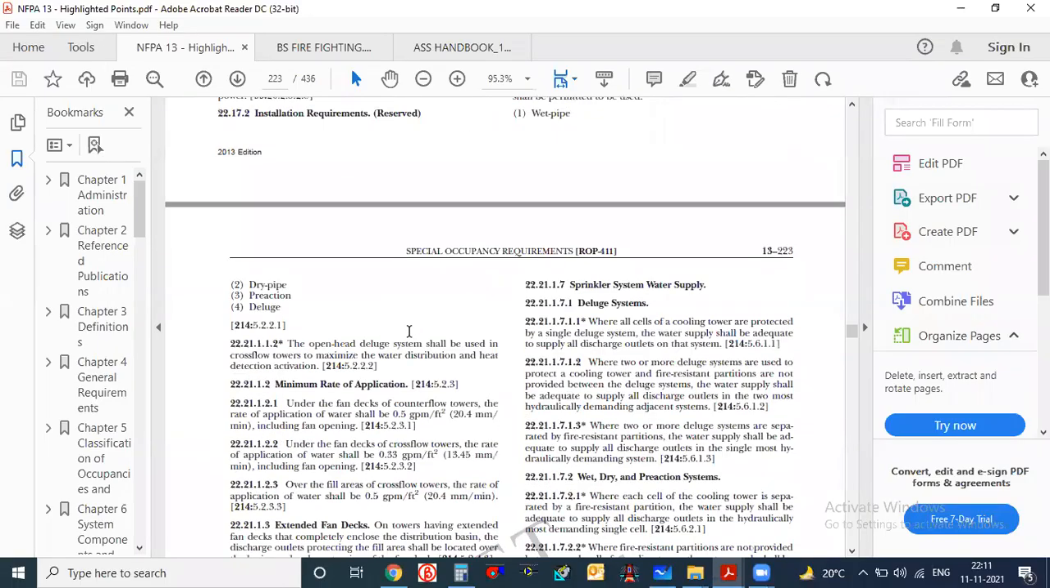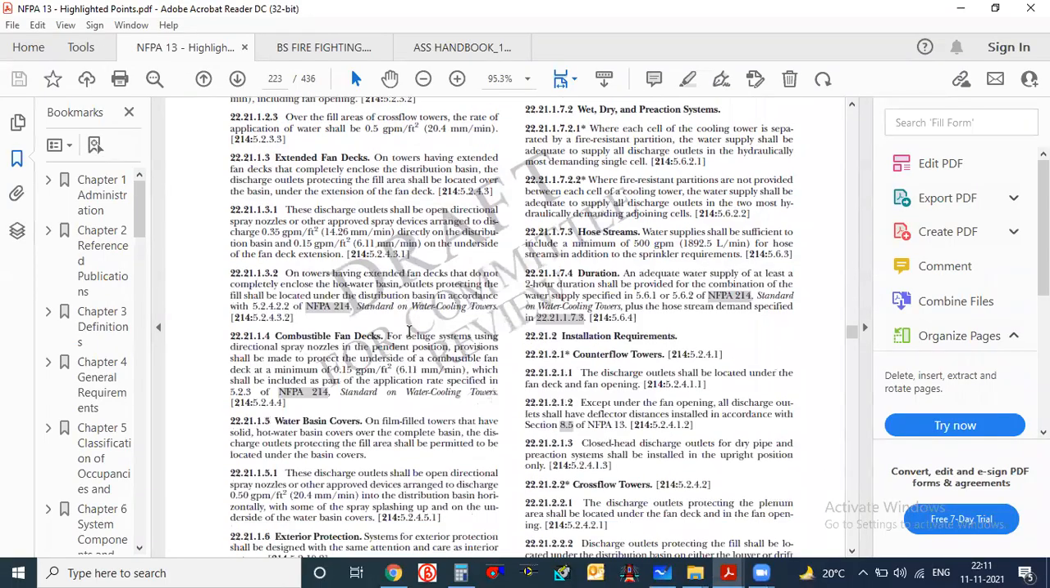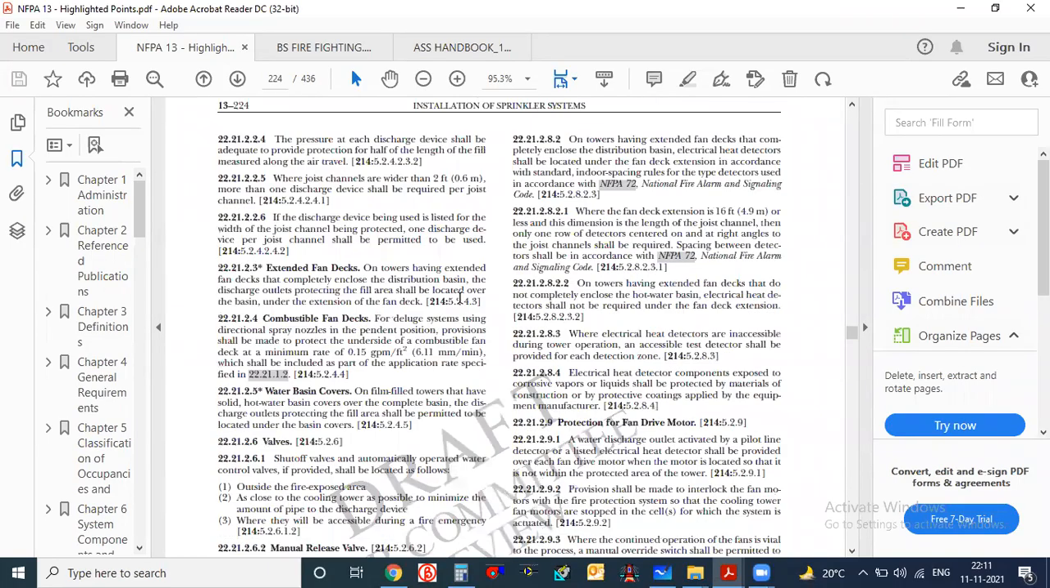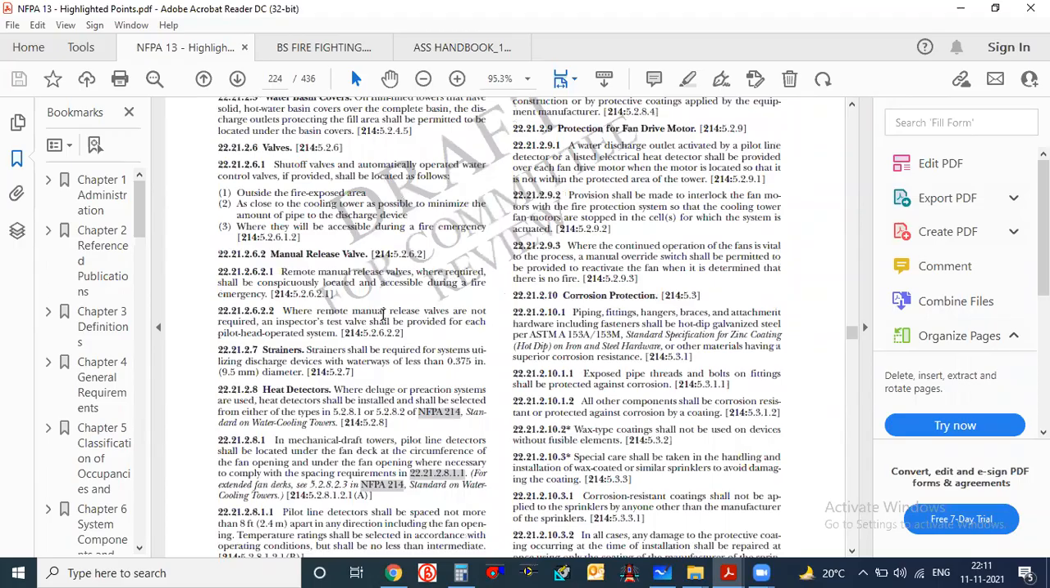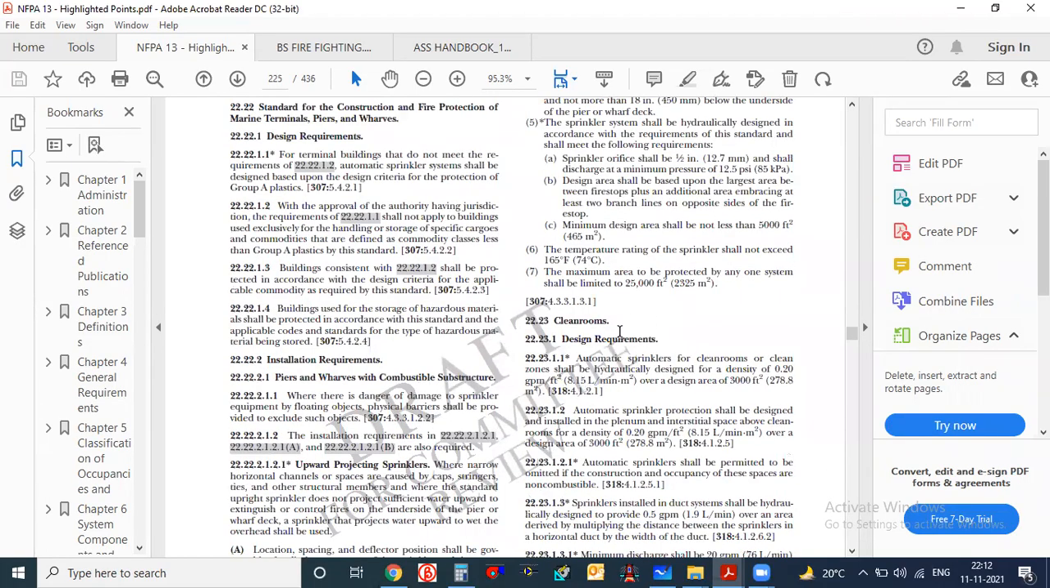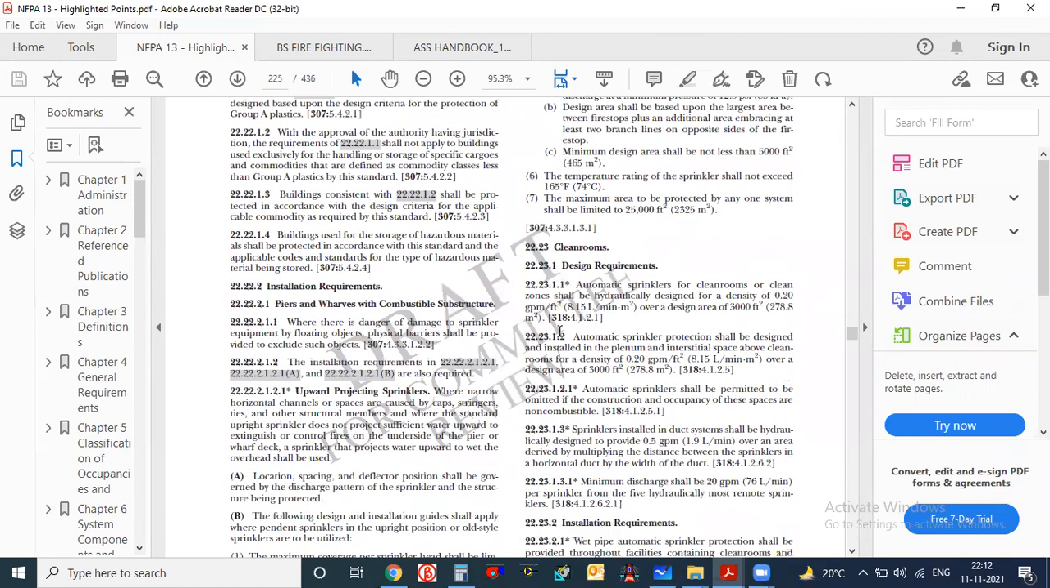Sprinkler system, water supply, deluge system. Okay, this is some different thing. They have given for the cooling towers also here. Counterflow, closed flow towers, protection of fan drive motors. These are very special actually. Clean rooms, even they have given for the clean room applications also.